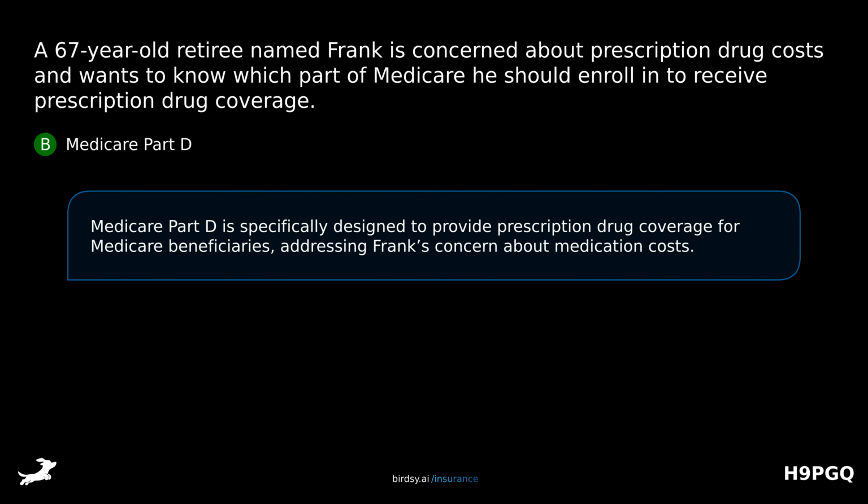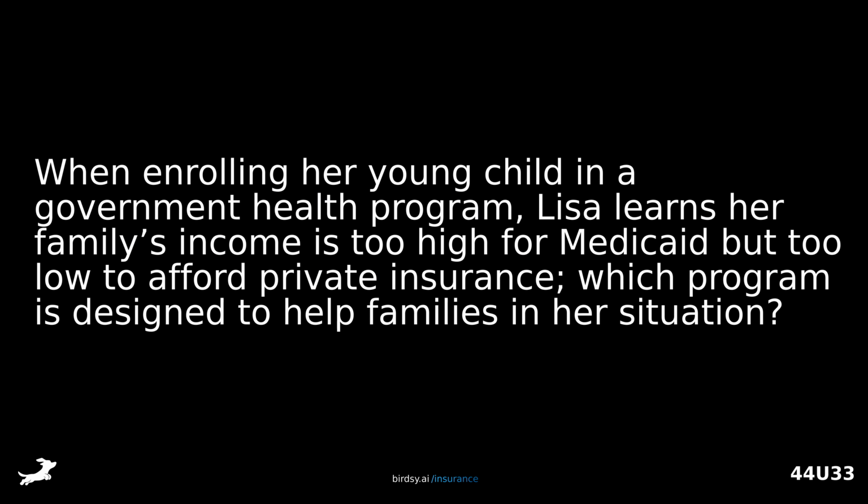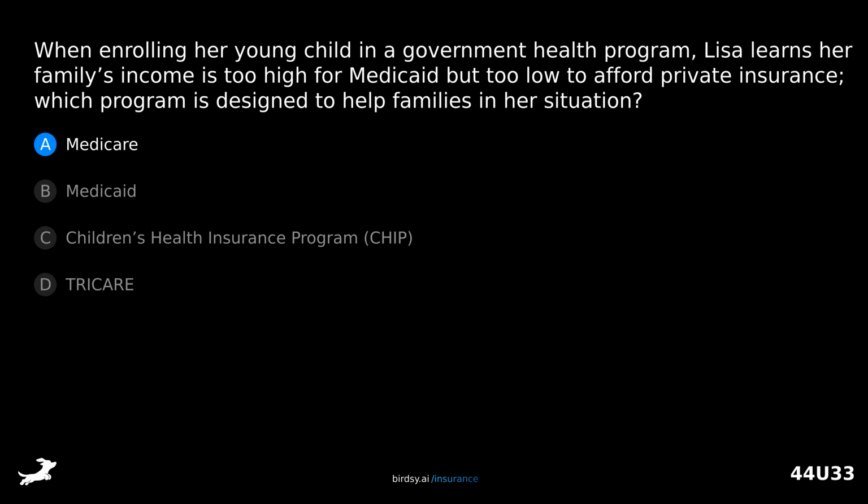When enrolling her young child in a government health program, Lisa learns her family's income is too high for Medicaid, but too low to afford private insurance. Which program is designed to help families in her situation? Is it A. Medicare, B. Medicaid, C. Children's Health Insurance Program, CHIP, or D. TRICARE? The correct answer is C.